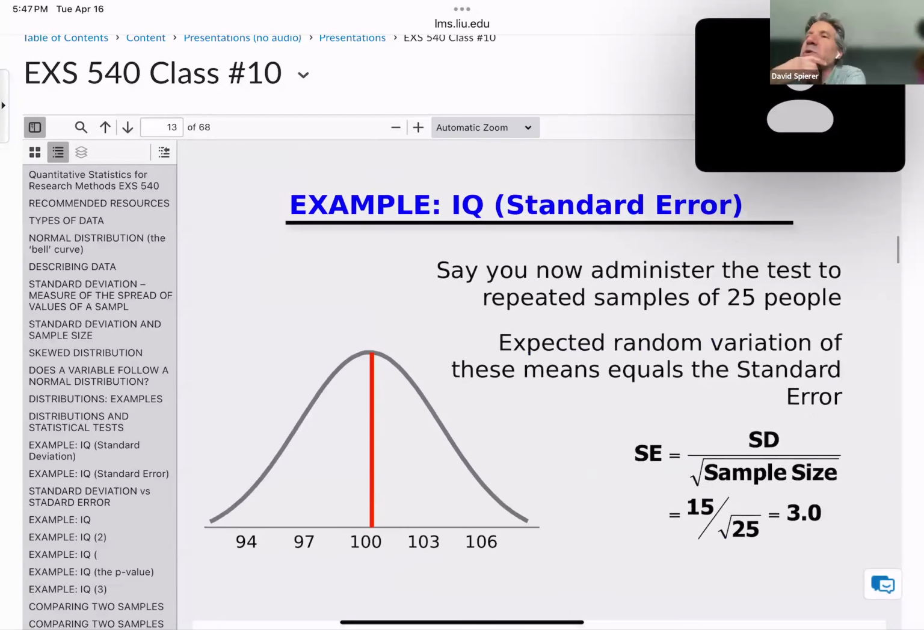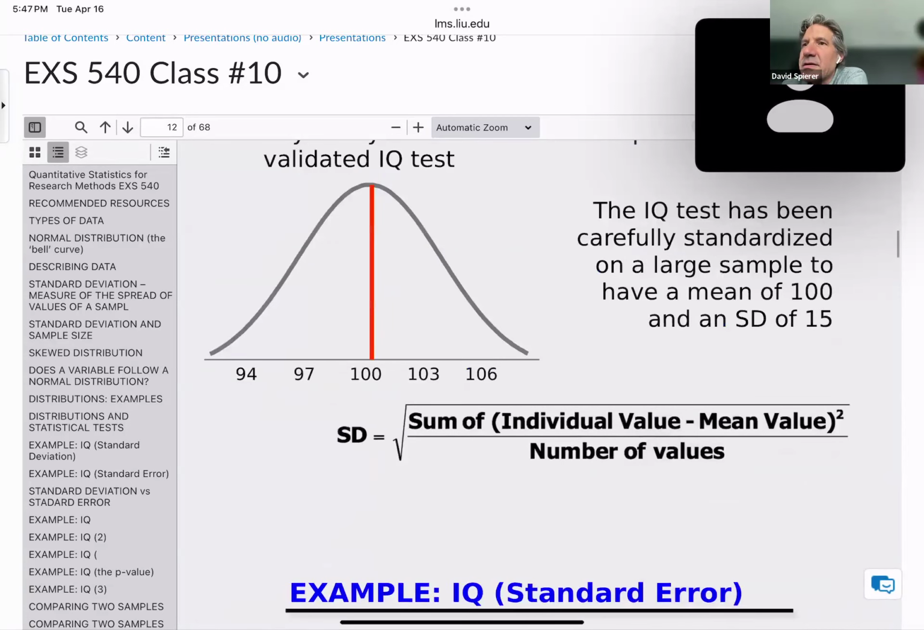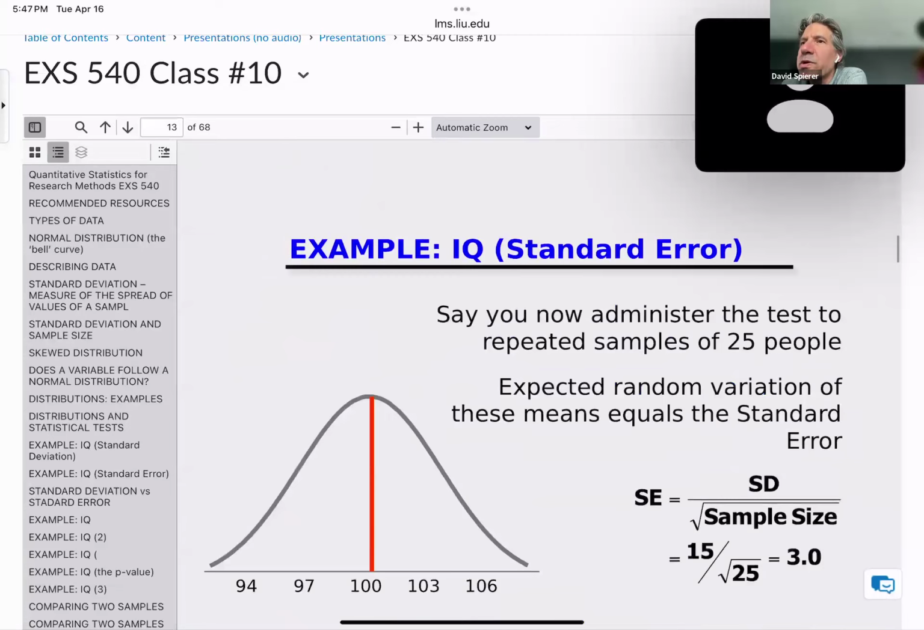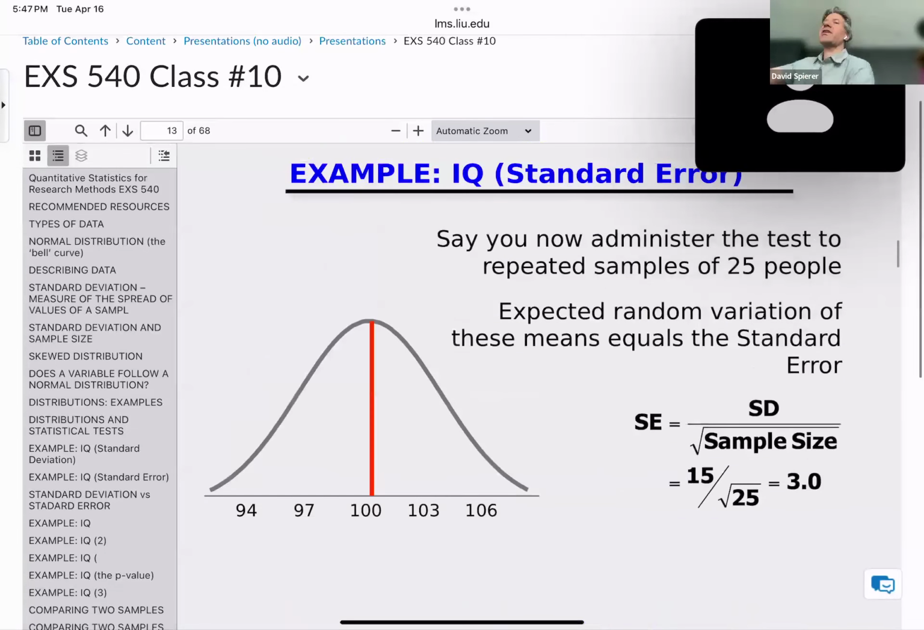So now you administer the test to repeated samples of 25 people. Remember, we did a test on a large sample. We didn't say how many people, but now we're going to take 25 people from here, 25 people from here, over here, and we're going to give them the test. And we're going to then expect that there will be variation in their scores, right? This is known as the standard error.